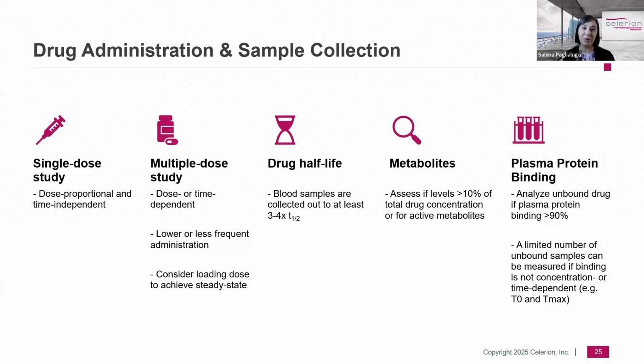And if safe to do so, we may want to consider a loading dose to achieve steady state faster. PK samples are collected and measured out to 3 to 4 times the half-life, and then major and active metabolites should be measured as well. For sample collection, analyze unbound drug if plasma protein binding is greater than 90%. Here, a limited number of unbound samples can be measured if the binding is not concentration or time dependent. So we would suggest then a sample at baseline and then again at the Tmax.